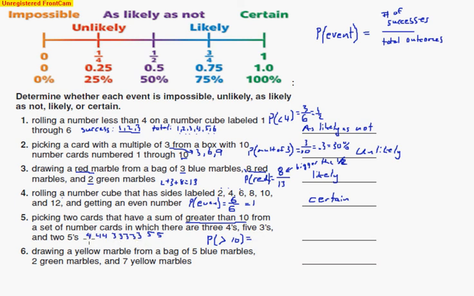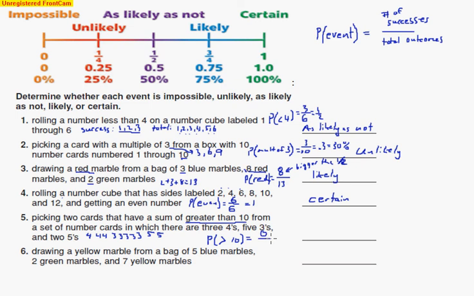You see, 4 and 3 would make 7. 4 and 4 would make 8. 5 and 3 would make 8. 5 and 4 makes 9. 5 and 5 makes 10. But that's not greater than 10. None of those are greater than 10. So the probability of success would be 0.